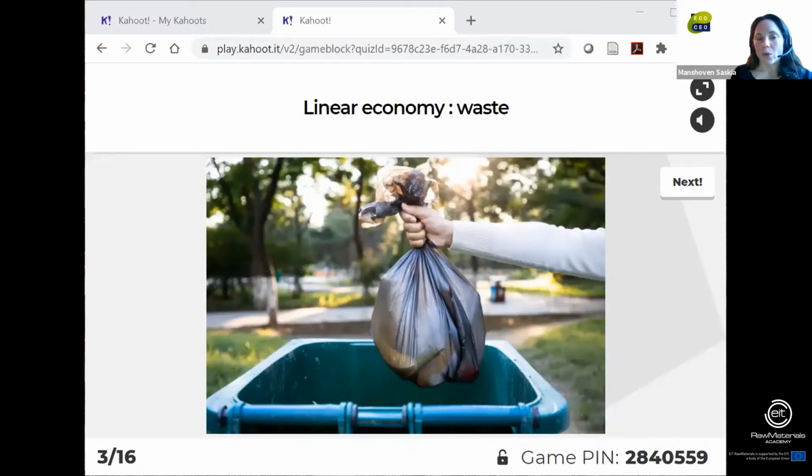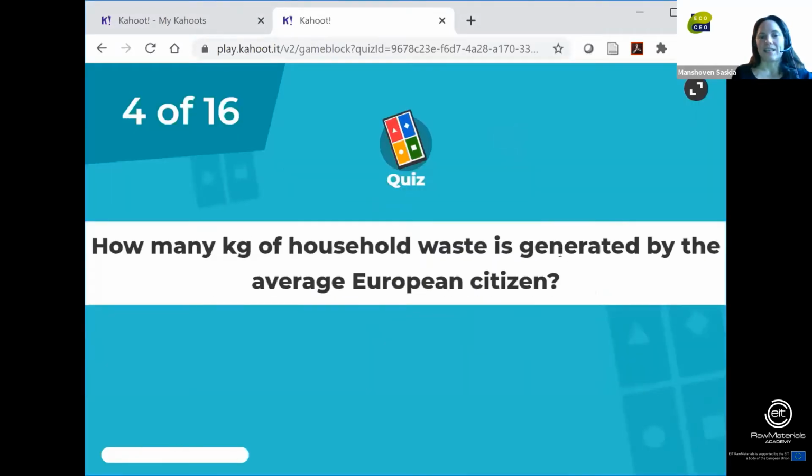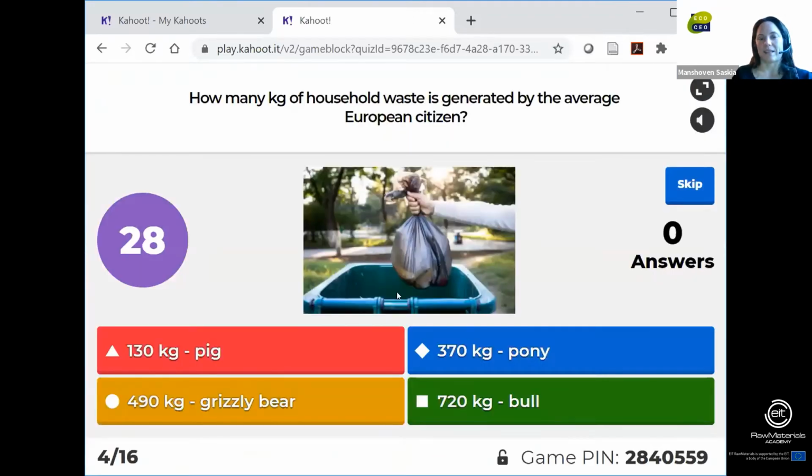Of course, we do not only need a lot of resources to produce the products we buy. Our consumption habits also generate a lot of waste. And that's what the next question will be about. How many kilograms of household waste do you think is generated by an average European? Is it 130 kilograms? It's the weight of a pig. Is it 370, the weight of a pony? 490, the weight of a grizzly bear? Or 720, the weight of a bull? How much household waste do we generate each year?